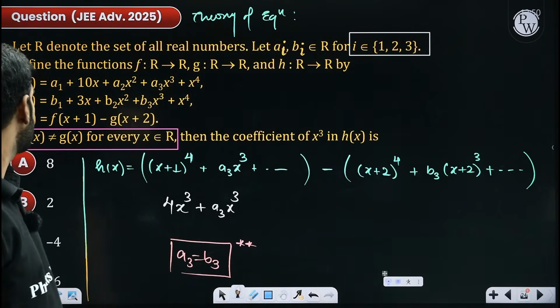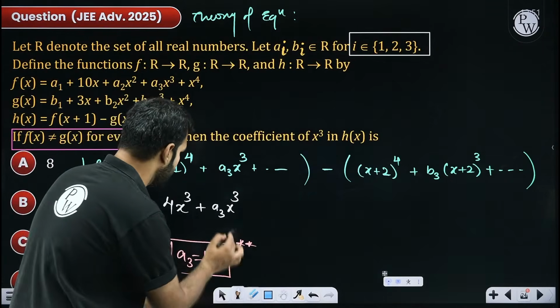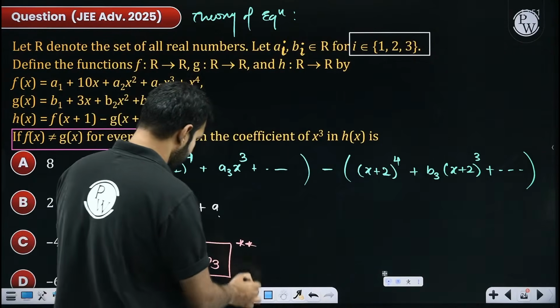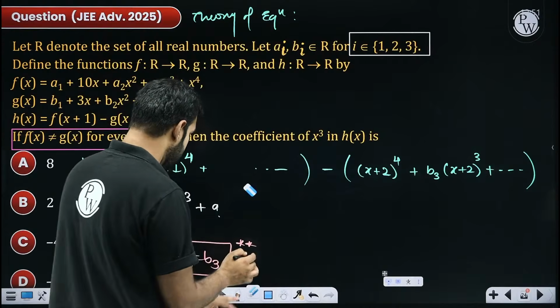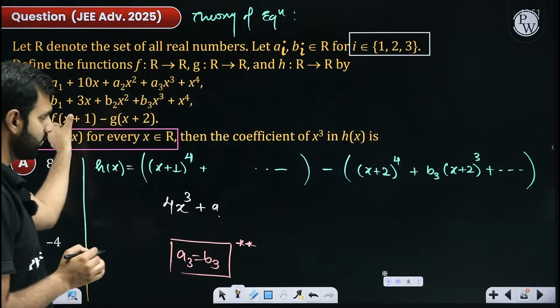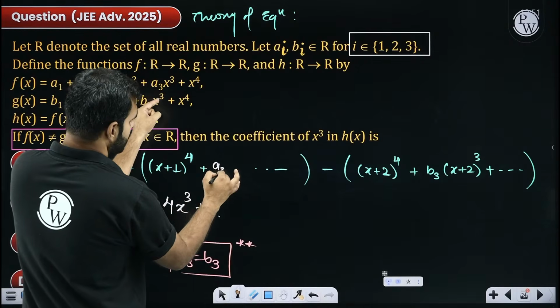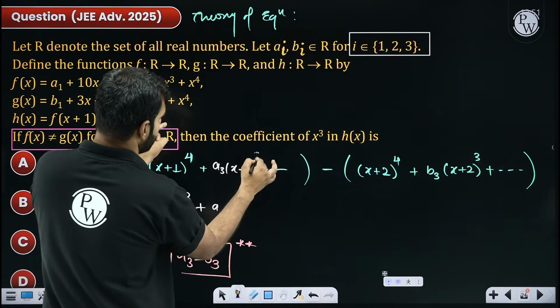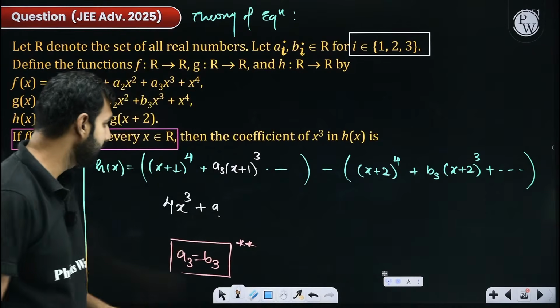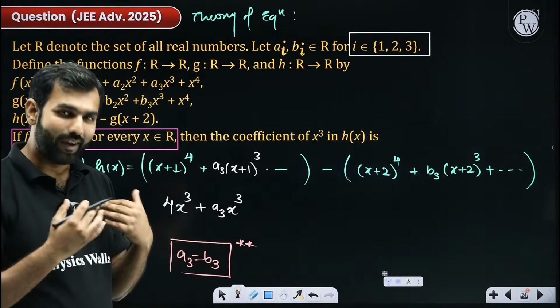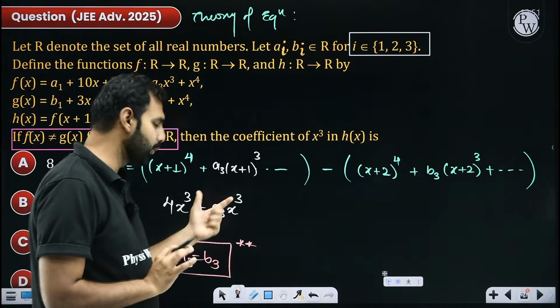Which part? Oh yes, I am really sorry. Thank you so much for that suggestion, TRP. I forgot this in the flow. It was x plus 1, right? There it is x plus 2. So this should be a3 (x plus 1) cube. Thank you so much for that suggestion. Although luckily the final answer does not get affected, but yes, we are supposed to be right.